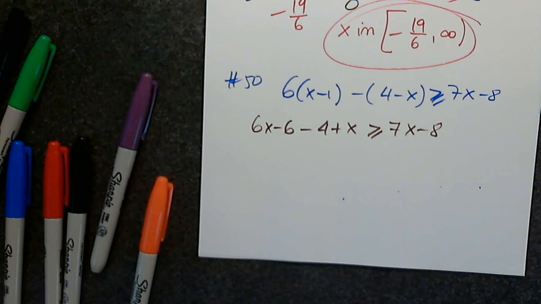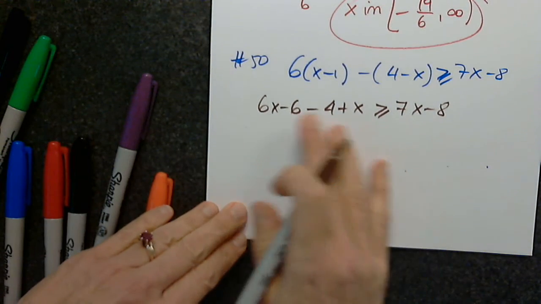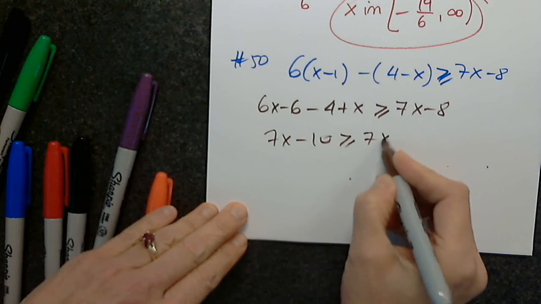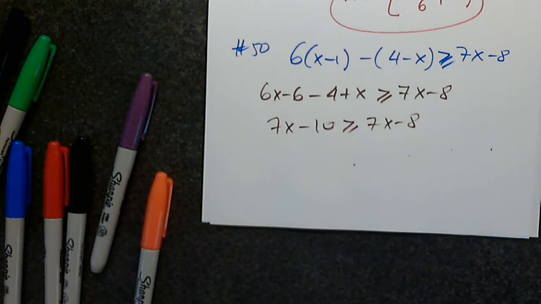Do we agree with this step? Yes. Everyone? Do we agree with this step? Yes. Is it correct? Correct. Good. What would be the next step then? Simplify both sides. Combine like terms. Clean it up. Very good. So I have 7x minus 10 greater than or equal to 7x minus 8. Very good.